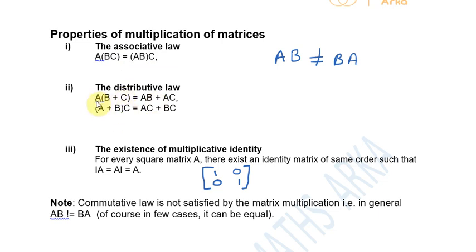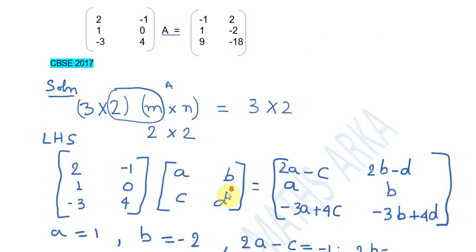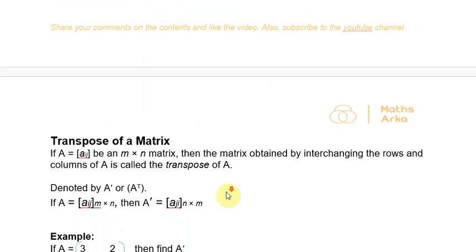Distributive law: we remove the bracket and then we get AB plus AC over here, and then here when we remove the bracket, AC plus BC is what we receive. The multiplicative identity is the identity matrix, and the inverse part we will be looking at later on. Then we solved a few questions from the last years.